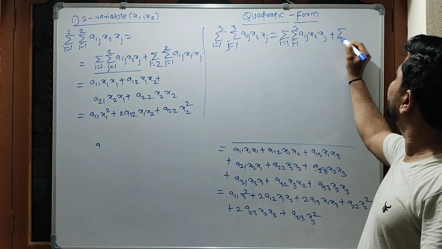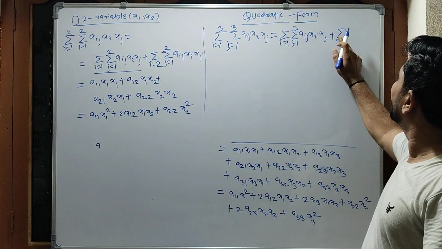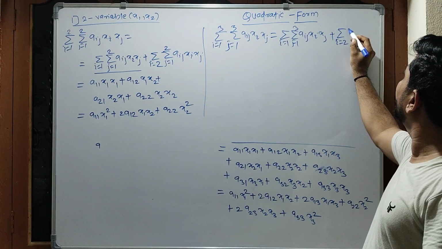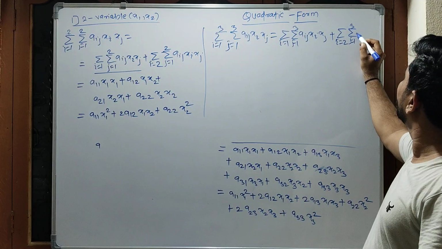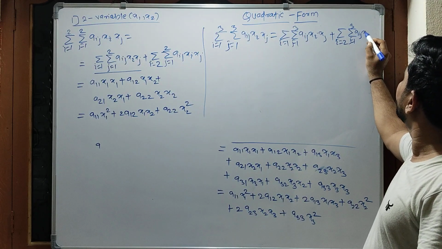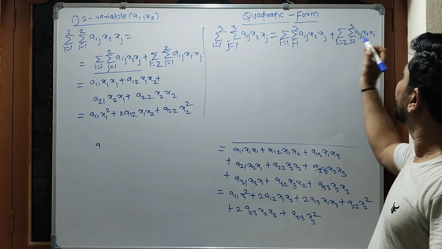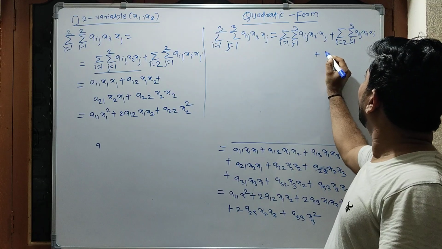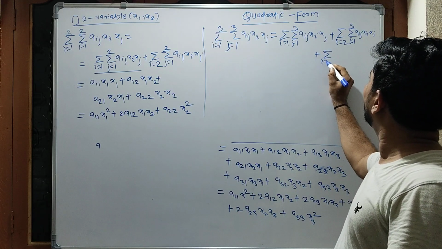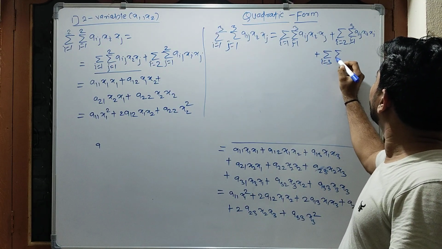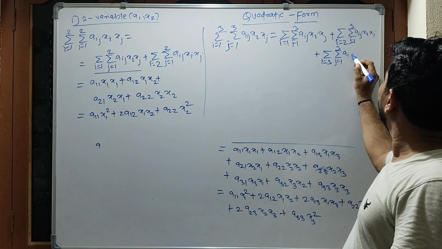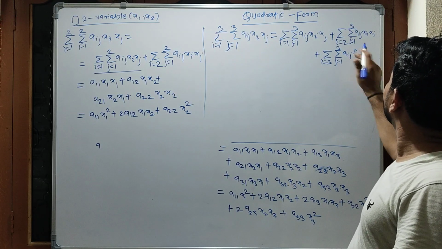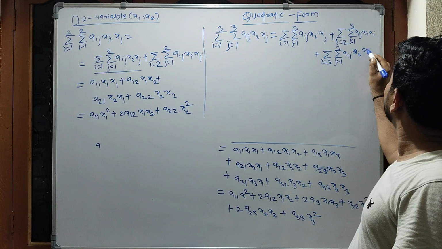Here I am fixing i equal to 2, and j is changing, j equals 1 to 3: a_ij x_i x_j. Third time, fix i equal to 3 and change j from 1 to 3: a_ij, this is x_i, this is x_j.